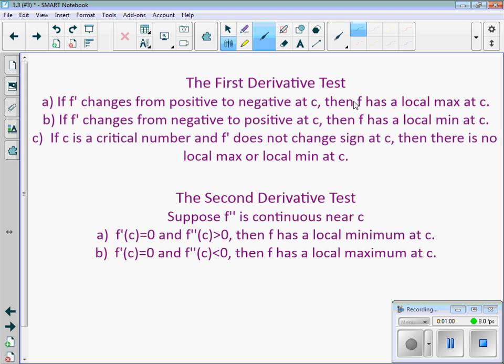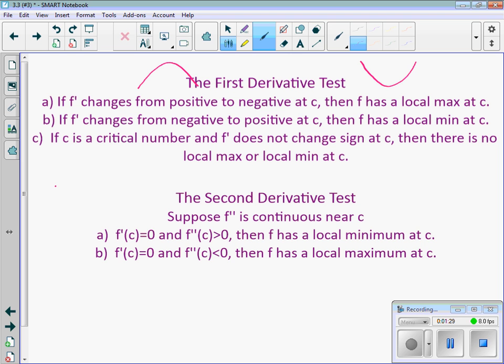Okay, so the first derivative test: if the derivative changes from positive to negative, that means your function is going up and then going down, so there has to be a local max at that spot. If it changes from negative to positive, that means it's decreasing then increasing, so there has to be a local min at that spot. And if c is a critical number and the derivative does not change sign, then there's no local max or local min.